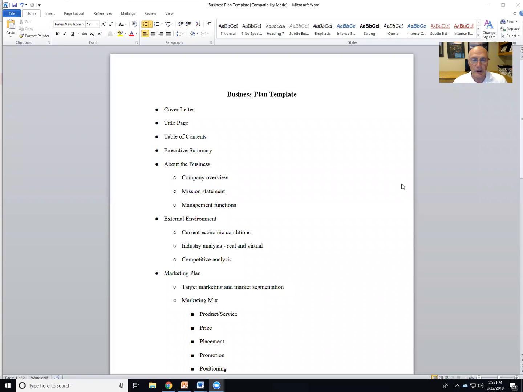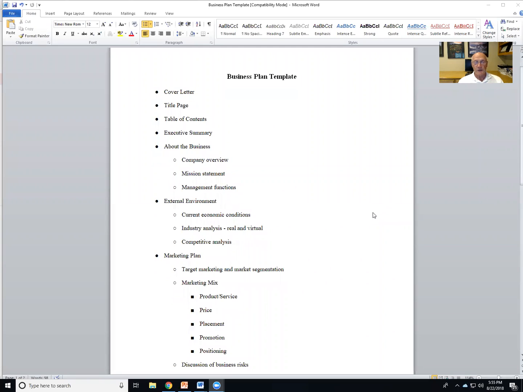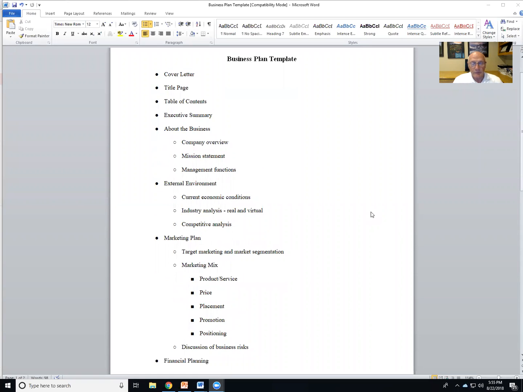I actually put it together for the winter class. The students were instructed to just start with this and start plugging in the pieces as they did their research. They could just start writing in this template, and ultimately they would have a completed business plan. So we'll be doing a similar thing, but let's talk about the various parts.